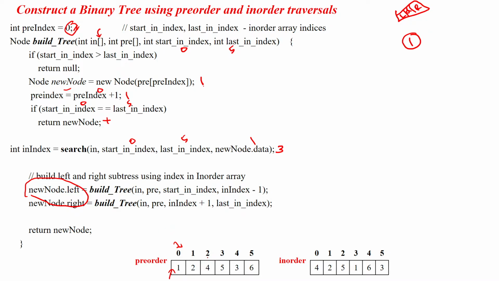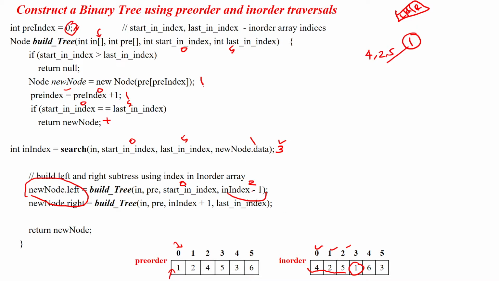For finding the left subtree we use the inorder array. We are passing the starting index 0 and the inorder index 3 minus 1, which is 2. Why are we selecting inorder? In inorder we found that 1 is available, so the elements before 1, at indices 0, 1, 2, will come as the left subtree. So 4, 2, 5 will come as the left subtree for 1.